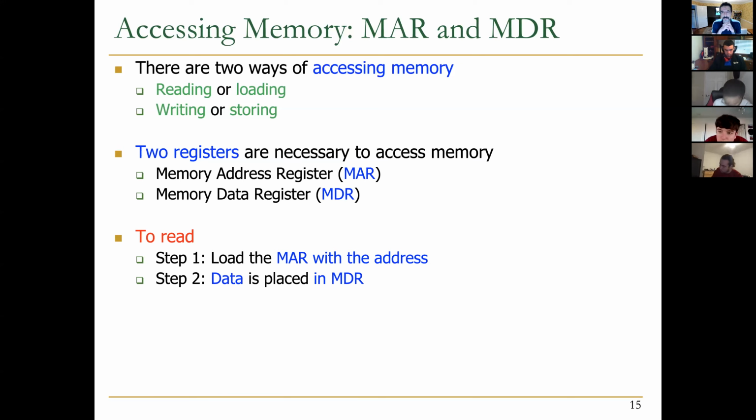data from, right? So for reading, you have an address, you want to see what content this address has. So you need to put the address inside MAR, memory address register, and you need to get the data from MDR. Essentially, this data will be placed on MDR register where you can read.